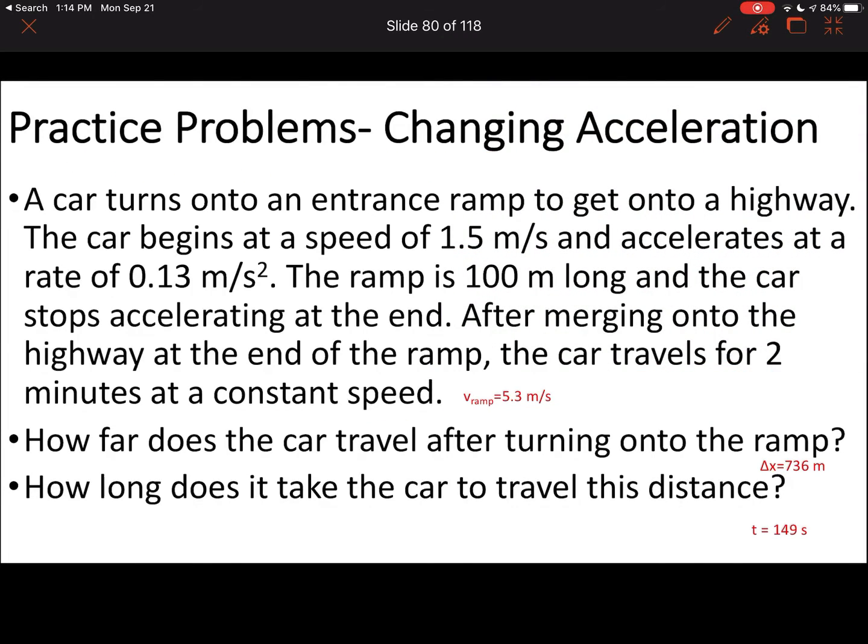And again, looking at those two parts separately, we do the same thing for how long it takes the car to travel this distance. Well, we know how long this second part took. We know they traveled for 2 minutes for the second part. So the question really becomes, how long were we on the ramp for? And we can easily figure that out because we already knew our acceleration on the ramp. We know the initial velocity on the ramp. We even now know the final velocity is 5.3. We know the displacement of the ramp is 100. Do I have enough information to figure out how long we were on that ramp for? Absolutely. And we were on the ramp for about 30 seconds. All right, let me double check.